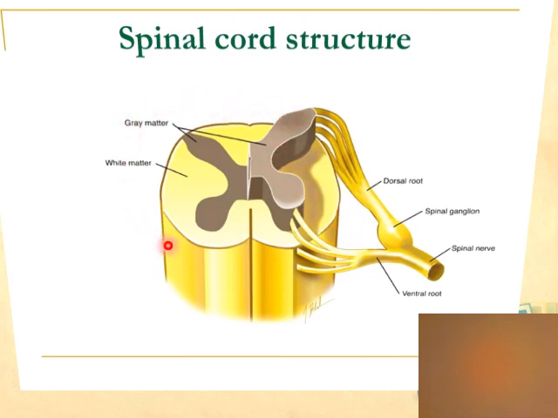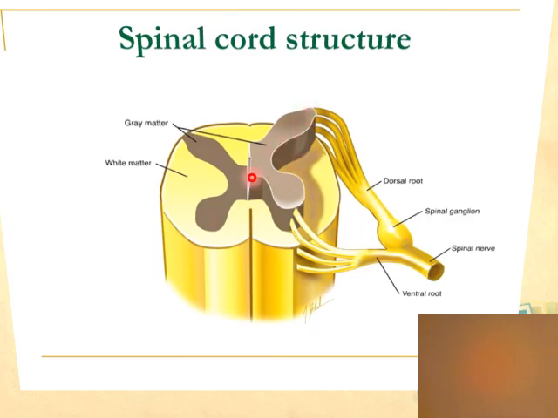This is the figure of the spinal cord. It is a transverse section of the spinal cord. First of all, as you see in the figure, the spinal cord consists of gray matter and the outside one is called white matter. So the inner one is called gray matter, the outside one is called white matter.